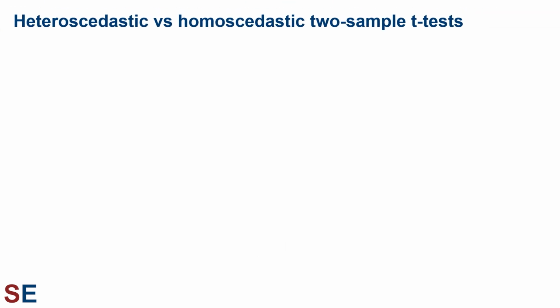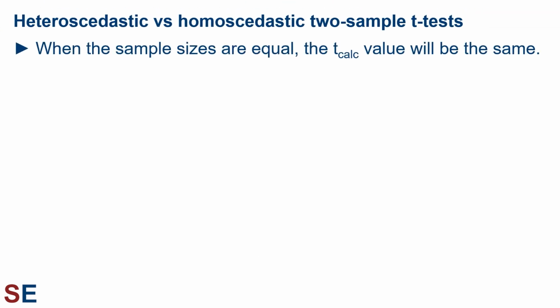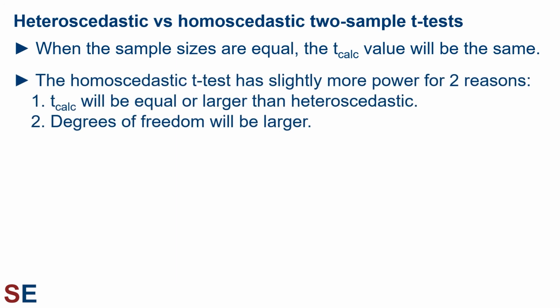Let's go over a few things to remember. First, when the sample sizes are equal, the t-calculated value will be the same for both the homoscedastic and the heteroscedastic procedure. The homoscedastic t-test has slightly more power for two reasons. First, the t-calculated value will be equal or larger than the heteroscedastic, making it more likely to exceed the critical value for an alpha of 0.05. Second, the degrees of freedom will be larger, which means the critical values will be smaller, also making it more likely to exceed the critical value for an alpha of 0.05.